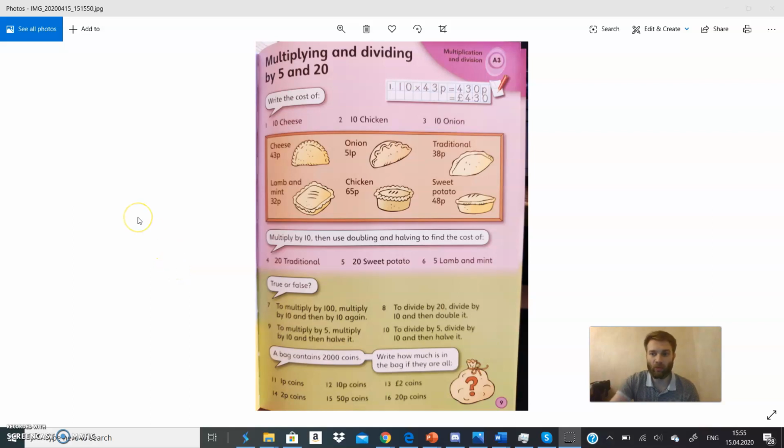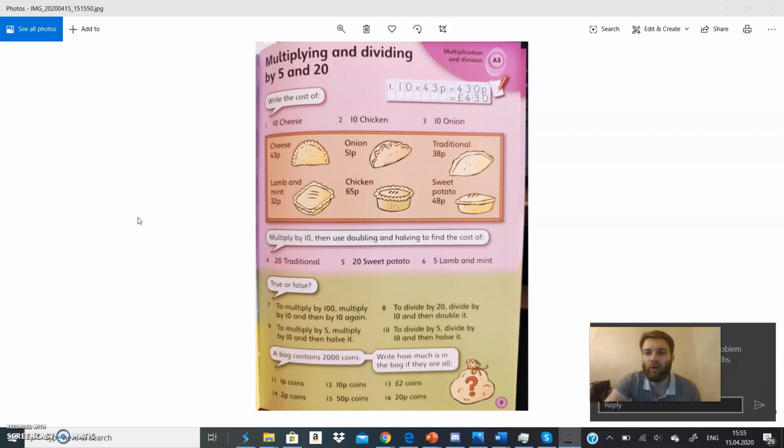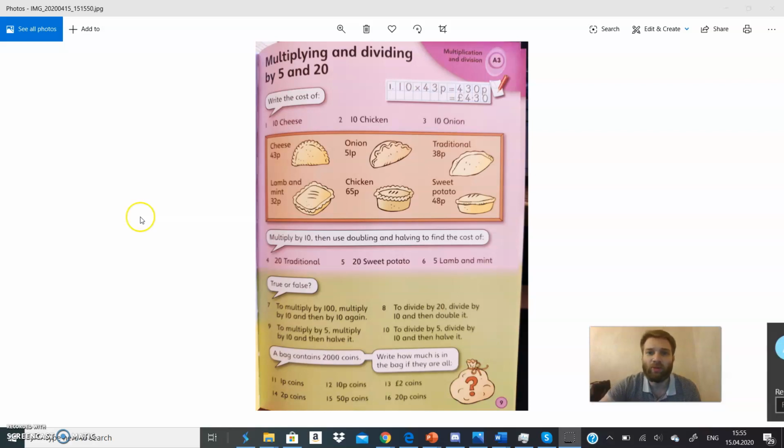It builds up from the lesson we did last time about multiplying and dividing by 10. So this time we're multiplying and dividing by 5 and 20. And we're going to be using what we learned in the last lesson here because there's going to be a couple of steps, and the first step is going to be multiplying or dividing by 10. So remember that when you do that, you are plussing or minusing 0. So for example, 43 becomes 430 pence. You can also change that to £4.30.